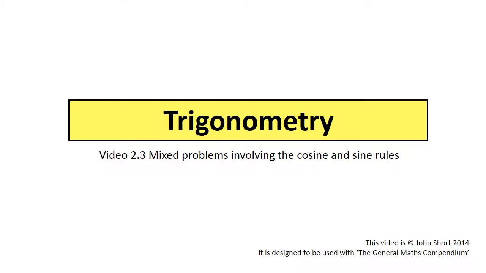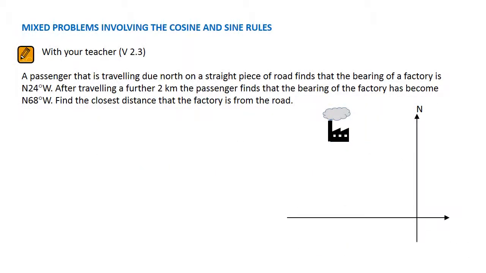In this video, we're going to solve some sine and cosine rule problems. A passenger that's travelling due north on a straight piece of road finds that the bearing of a factory is north 24 degrees to the west. After travelling a further 2 kilometres, the passenger finds that the bearing of the factory has become north 68 degrees west. We need to find the closest distance that the factory is from the road.